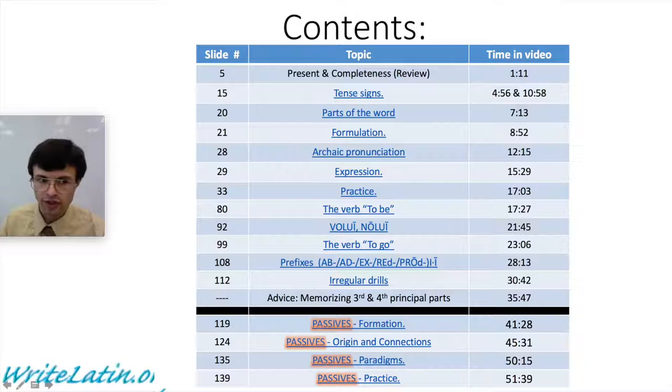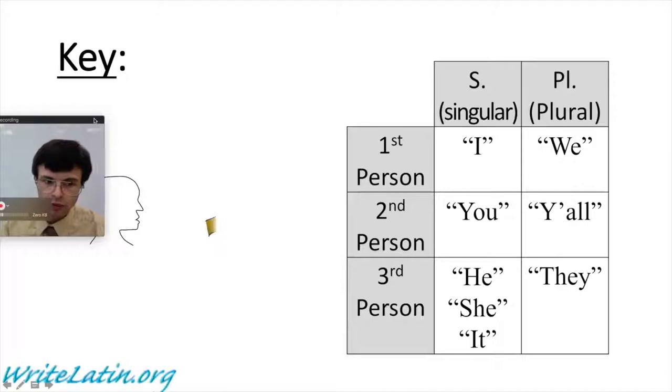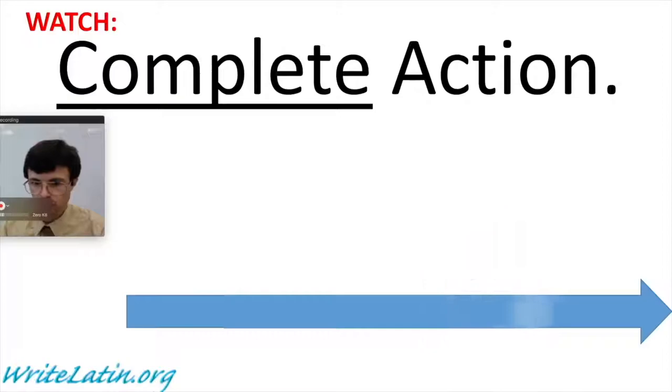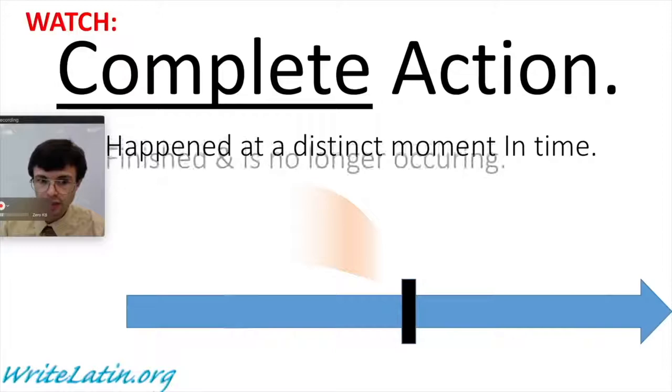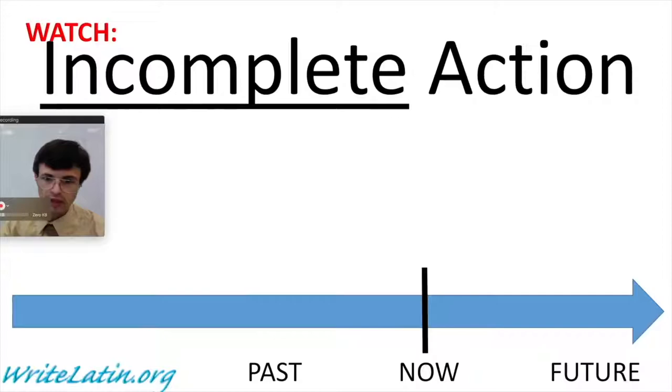I suggest that you download this PowerPoint that I'm using here, which is down in the video description. So, first thing we need to do is review what the symbolism is. Thumb towards you means I, you, he, she, it, we, y'all, and they. We also covered this concept of the two kinds of completeness. There's complete action, that's action that happened at a distinct moment in time, and that it's finished, done with, and no longer occurring. And then there's incomplete action, which is all the tenses that we've learned so far, the imperfect, the present, and the future.